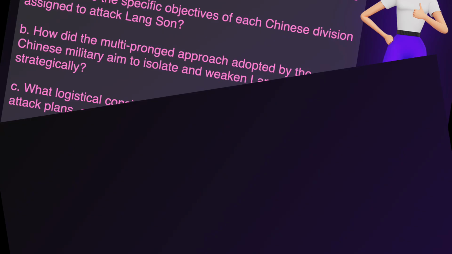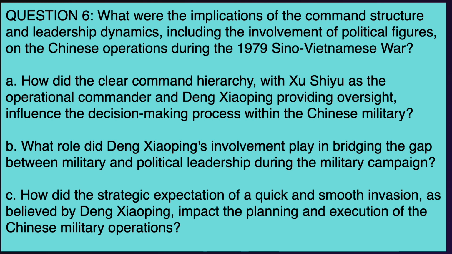Question number 6, which states: what were the implications of the command structure and leadership dynamics, including the involvement of political figures, on the Chinese operations during the 1979 Sino-Vietnamese War?